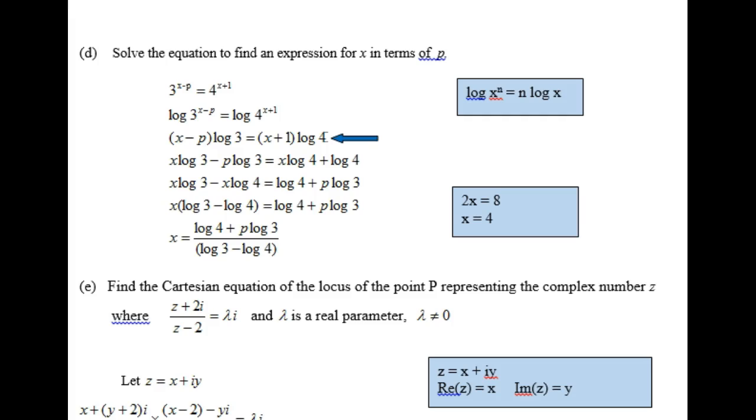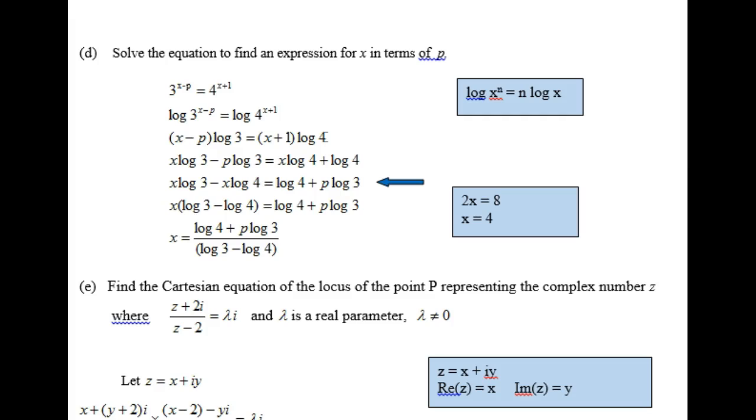Now, from this stage, the question says, find the expression for x in terms of p. So I've got to rearrange this whole expression so it finishes up saying x equals. Whatever x equals, it can be a number or an expression, but it's got to start off x equals, and in this case it'll have a p somewhere on that right hand side. Expand the brackets: x log 3 minus p log 3 equals x log 4 plus p log 4. I want x equals, so the two terms with x in them I'll collect on the left side, and the log 4 plus p log 3 I'll collect on the right hand side.